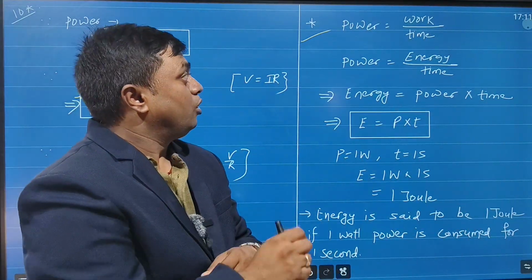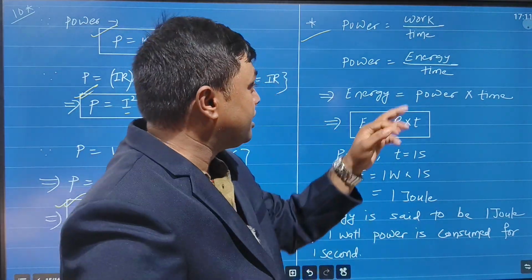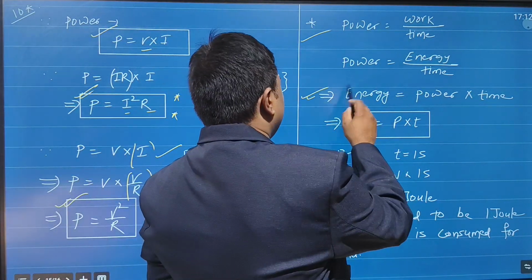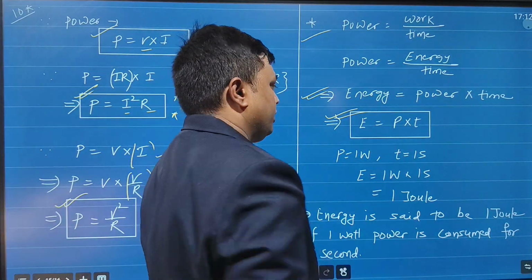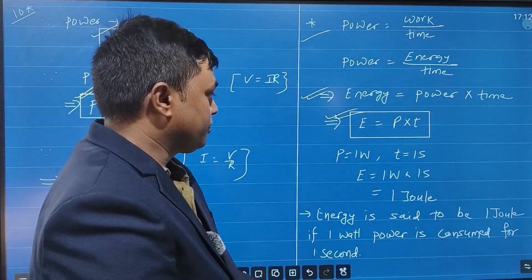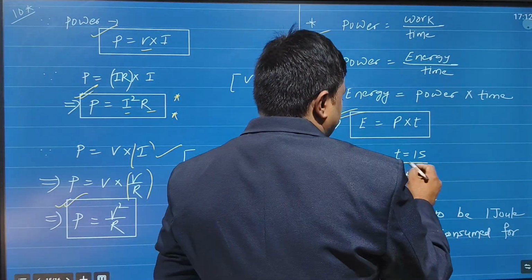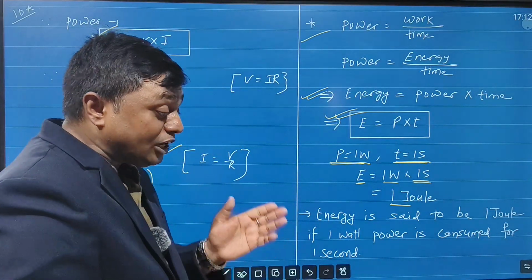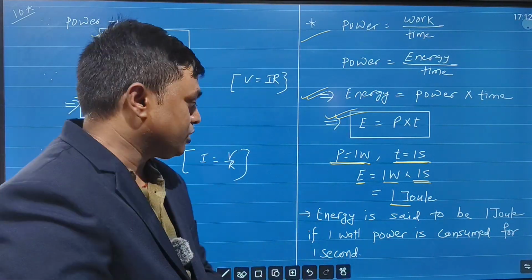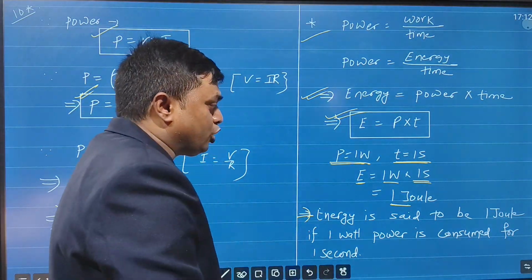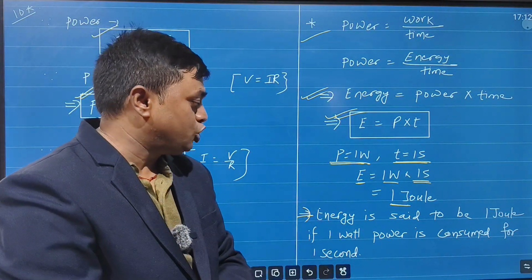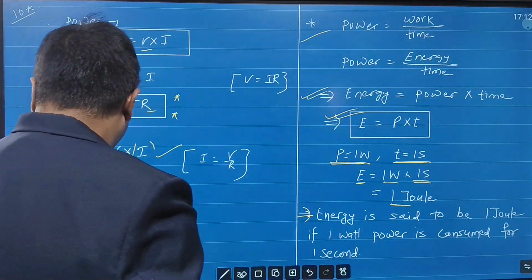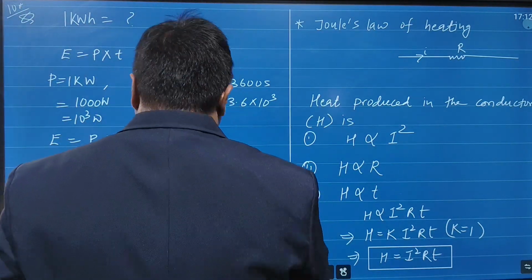Now power is what? Work done by time. Whatever work is done is stored in the form of energy. We can write power is equal to energy by time also. So energy is equal to power into time. So E is equal to P into T. We are going to find 1 kilowatt hour energy. Whenever power is 1 watt, time is 1 second, energy is 1 watt into 1 second, that is 1 joule. SI unit of any form of energy is joule, children. Energy is said to be 1 joule if 1 watt power is consumed for 1 second. Actually, energy is the ability to do work. Is it clear?